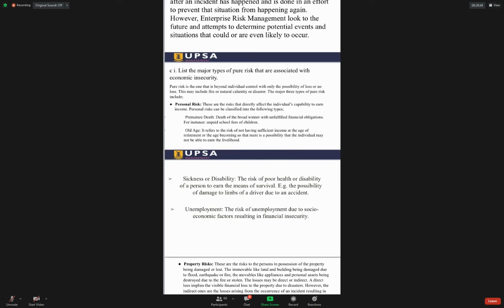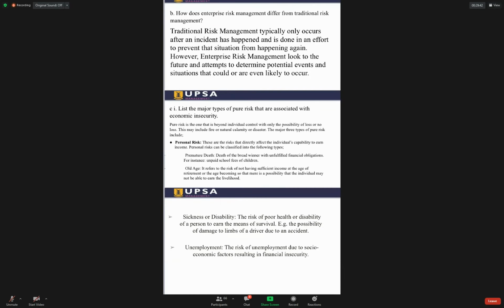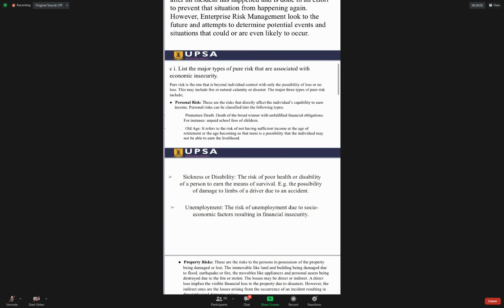That are associated with economic insecurity. So I'd like to first start by explaining what a pure risk is. A pure risk is a risk that's beyond our control or possibility, yet still it can result in a loss or no loss. So under this pure risk, we have three types. The first one is personal risk, the second one is property risk, and the third, liability risk.